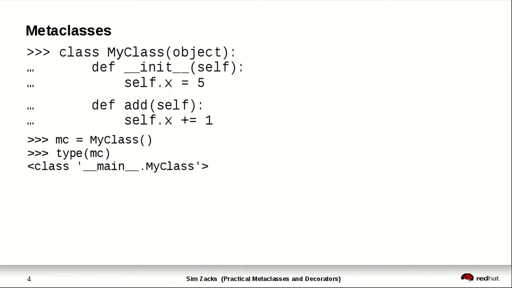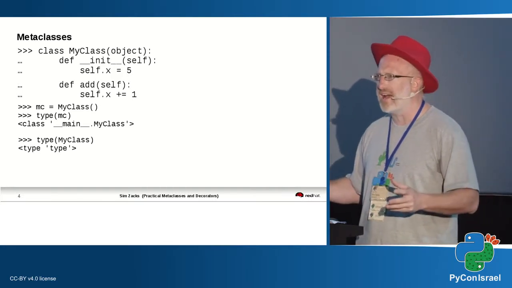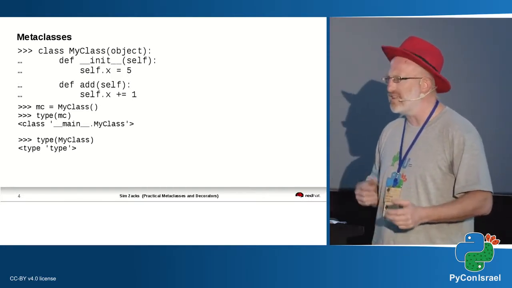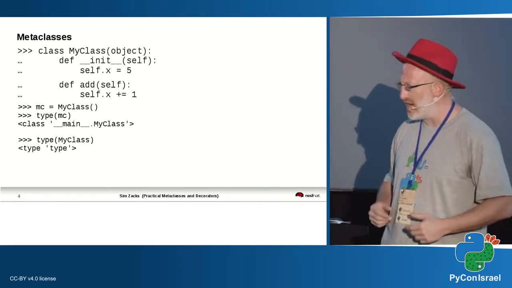Now, if you look after you instantiate the class at what the type of the instance is, you'll see that the type is of type myClass, right? The name of the class. And what that's basically telling us is that when you created a new class, you are creating a new type. It's basically a user-defined type. And if you look at the type of myClass, the class itself, you'll see that the type of that is type, because it is its own type.